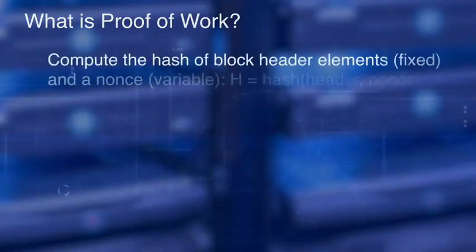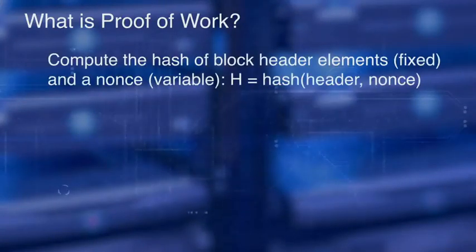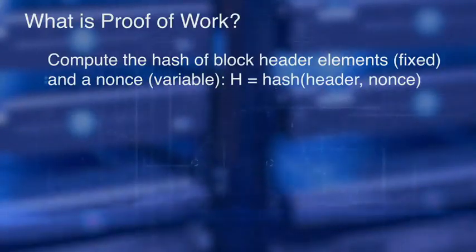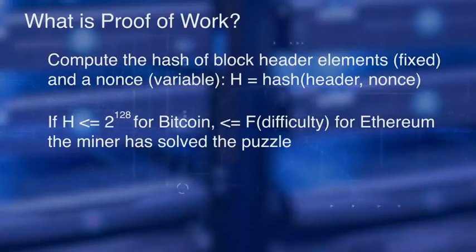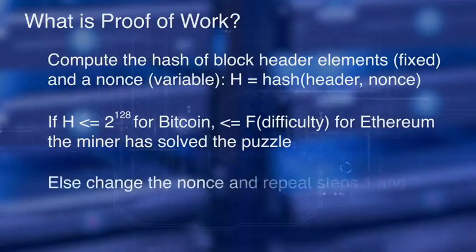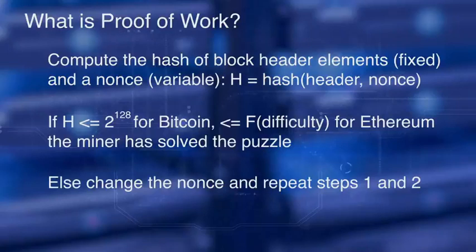Proof of work works like this. Compute the hash of the block header elements that is fixed and a nonce that is a variable. H is the hash of the header and nonce. If the hash computed is less than 2 to the power of 128 for Bitcoin and less than function of difficulty for Ethereum, the miner has solved the puzzle. Otherwise, change the nonce and repeat the steps above.